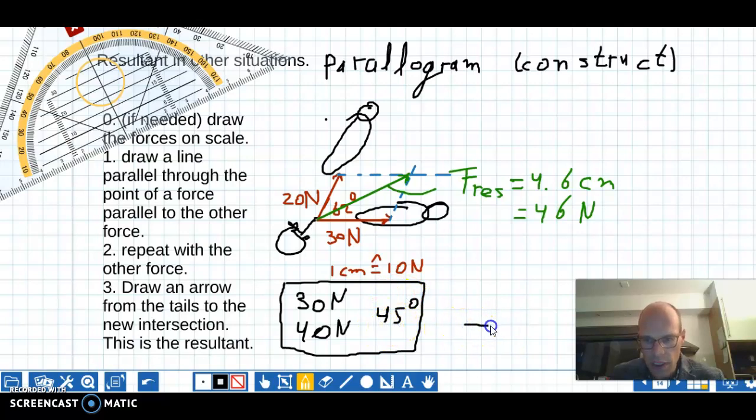So this one, yours should be on scale, is then 30 newtons. Mine is not. You should make sure it's on scale. And the other one is at 45 degrees. So this angle is then 45 degrees, and then it should be 40 newtons, so it should be on scale.